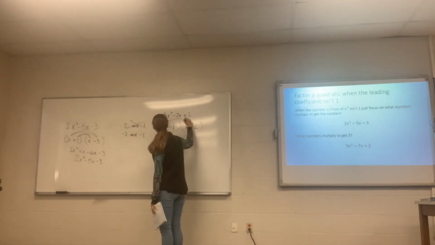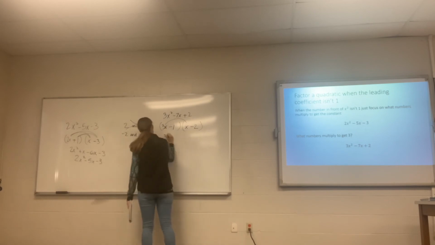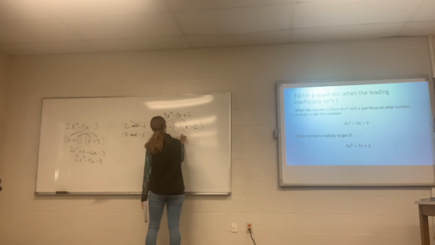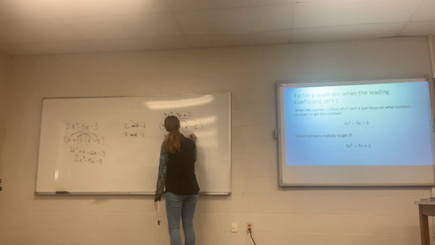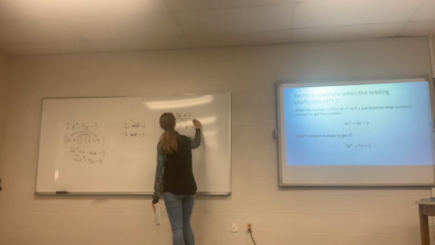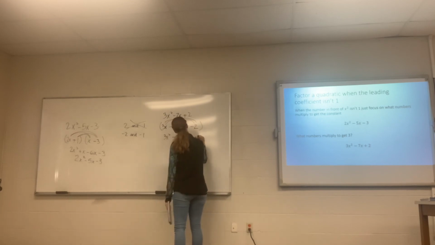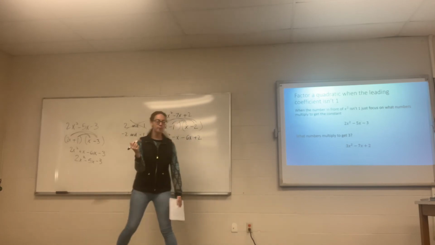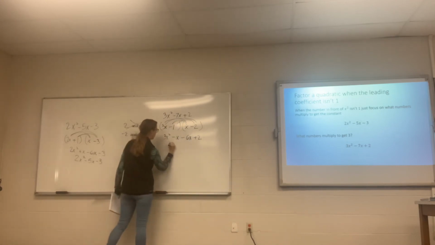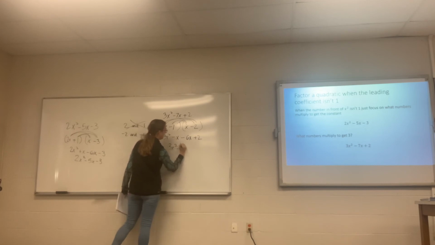If I take 3x times x, I get 3x squared. -1 times x gives me -x. 3x times -2 gives me -6x. And then -1 times -2 gives me positive 2. Now if I combine my like terms, I have 3x squared minus 7x plus 2.